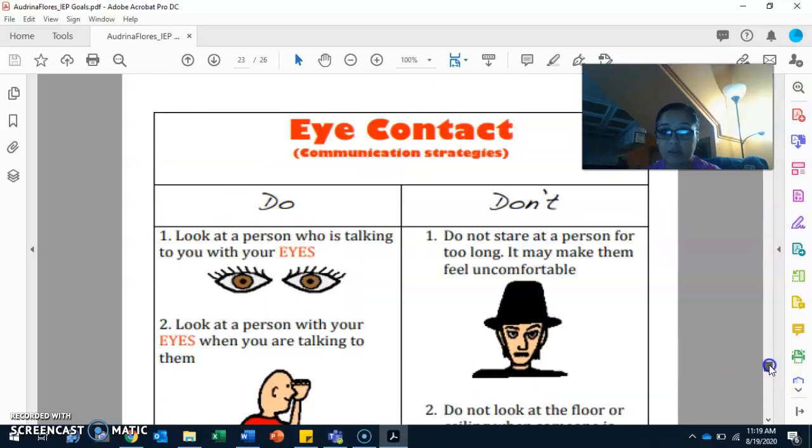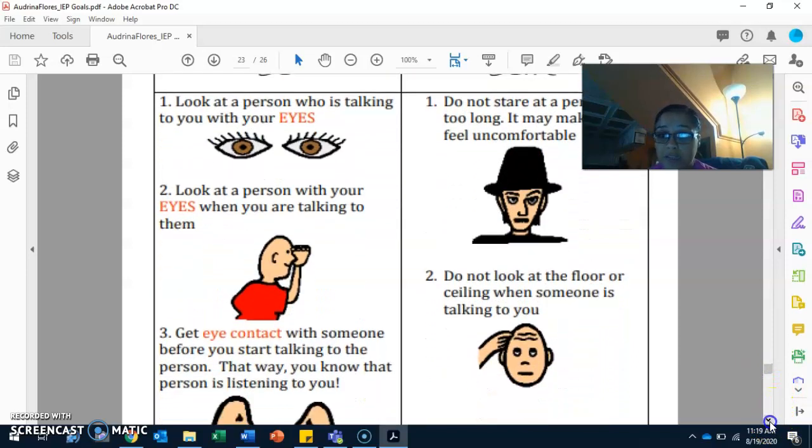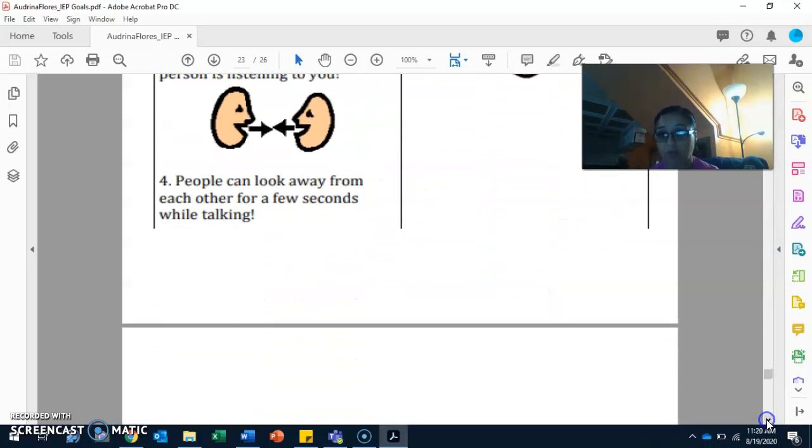Your don'ts. Do not stare at a person for too long. It may make them feel uncomfortable. So if you're staring and staring, you're going to make them feel uncomfortable, so you do not want to do that. Do not look at the floor or ceiling when someone is talking to you. So make sure that you are always making that eye contact and that you're not looking up or looking down. You always want to look at the person.